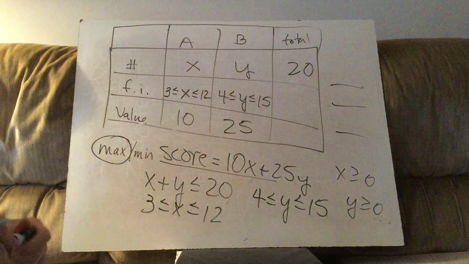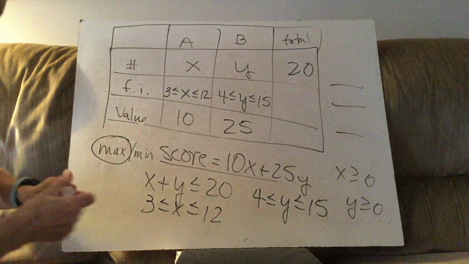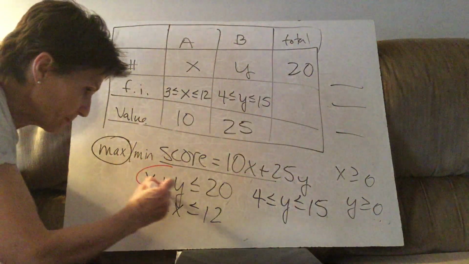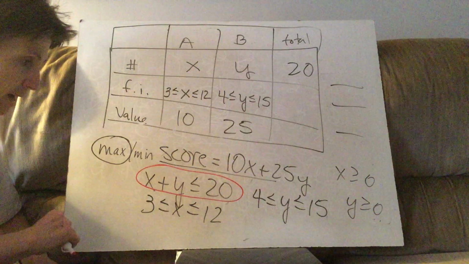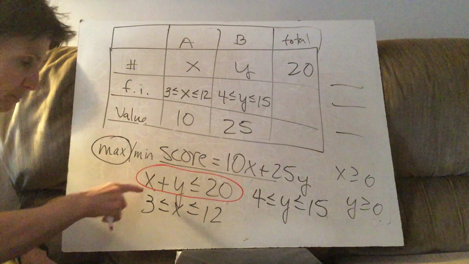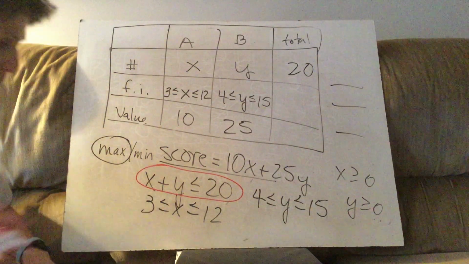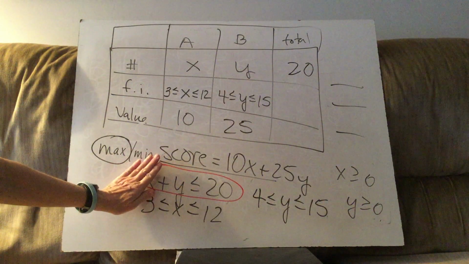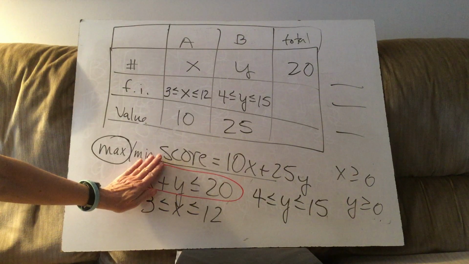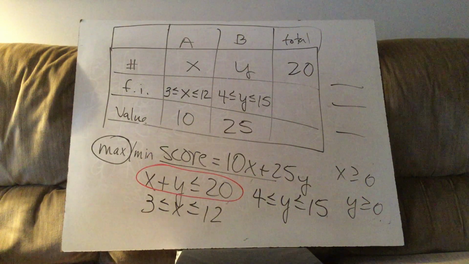I'm ready to go. So I'm going to start right here with this one. I'm going to do this one in red. Notice it has an X and a Y, so it's going to be a diagonal line. I'm going to plot a point on the X-axis and a point on the Y-axis. So I'm going to cover up X, let X be 0. So Y is 20.